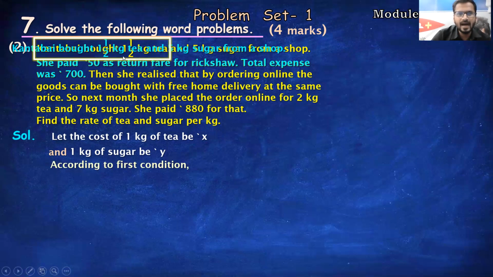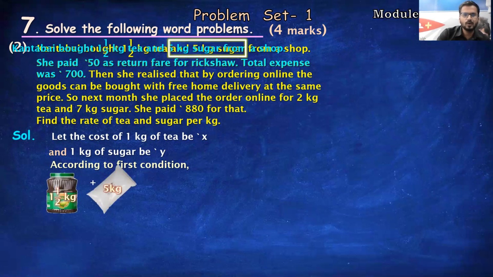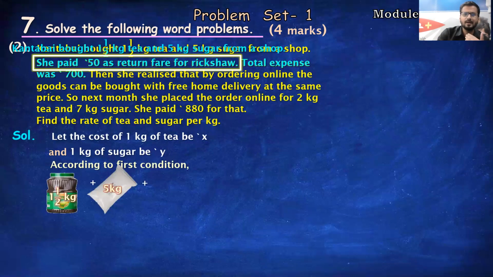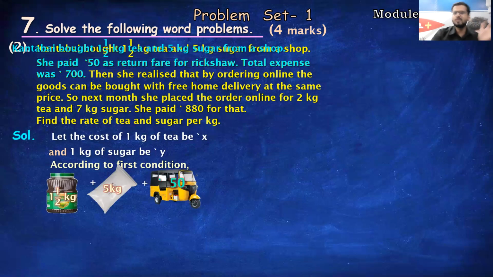Okay. Now, let us see the first condition. Kantabai bought 1.5 kg of tea. Sugar she has bought 5 kg, plus 50 rupees. She has paid a fare of auto. So this is the total expense. What is the total amount she has paid? 700. Means can I say these three transactions she has done are equal to 700?